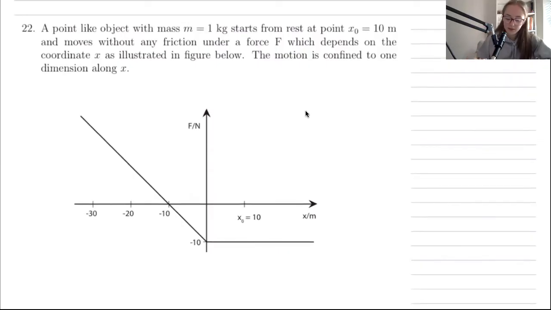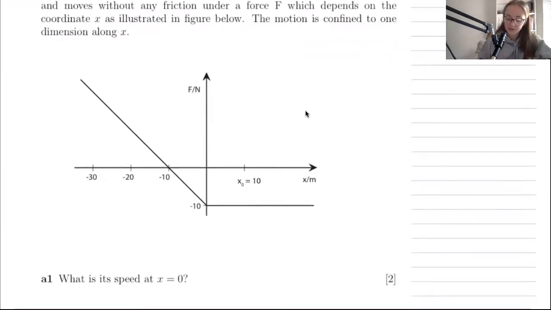But this question here gives us a force distance graph, which is probably something we're less familiar with. And we have a point mass of 1 kilogram that starts from rest at point x0 is 10 meters and moves without any friction under a force F, which depends on the coordinate x, as illustrated in the figure below.